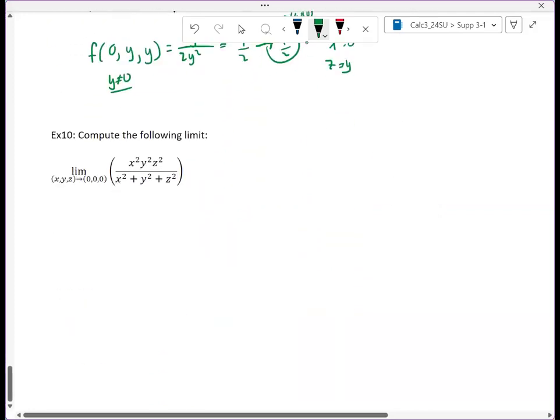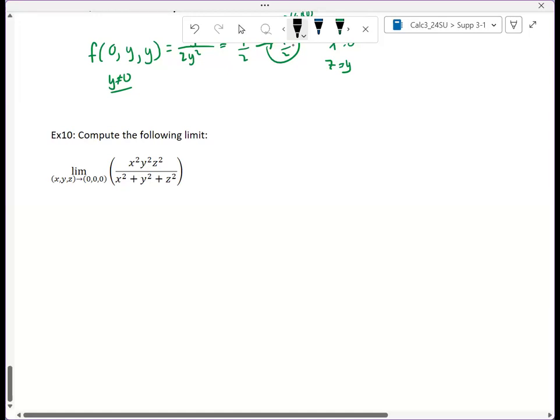Okay, and then last but certainly not least, example 10: compute the following limit as x, y, z goes to 0, 0, 0 of x squared y squared z squared over x squared plus y squared plus z squared. Okay, so one thing we realize here is there's a lot of symmetry here. So there might be a lot of different approaches to this problem.